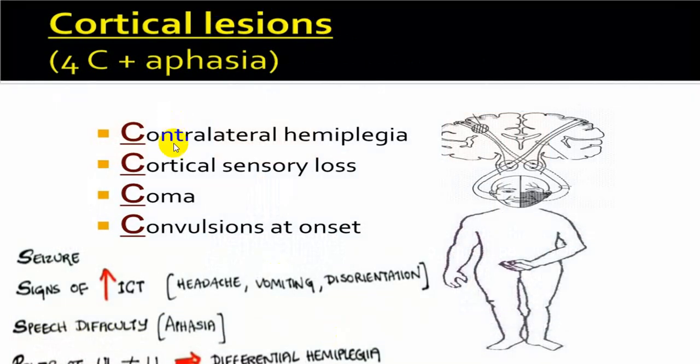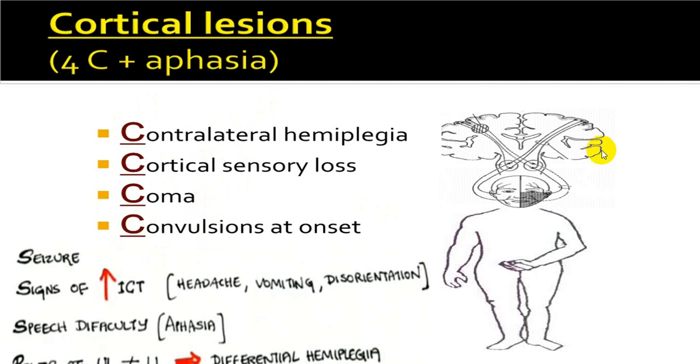So in a cortical lesion, contralateral hemiplegia, cortical sensory loss will be there. Particularly in cortical sensory loss, you can have stereognosis being affected, then localization, two-point discrimination, then graphesthesia. All this cortical sensation will be affected. The person can have altered level of consciousness, and convulsions may also be commonly seen.